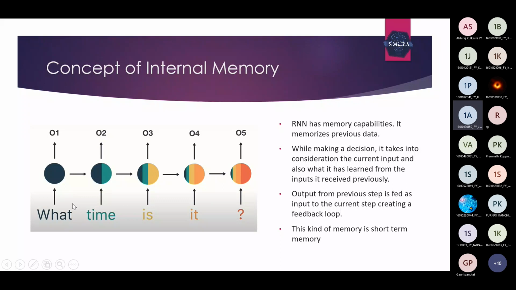So if you can see over here, initially it considers what and it stores some part of it as memory. Then it stores time into the memory, then it stores is into the memory. But you see the problem: the information about what gets smaller and smaller. As you go forward, it has difficulty in retaining the information. So the information about what and time is very little compared to is it and this question mark. So this is the thing about RNNs. It has a short term memory.